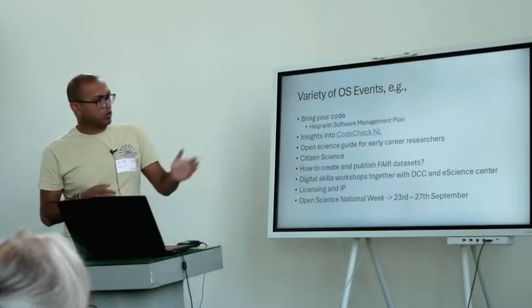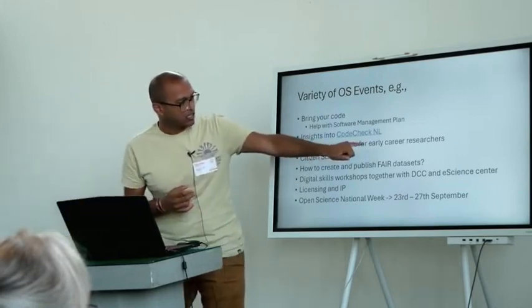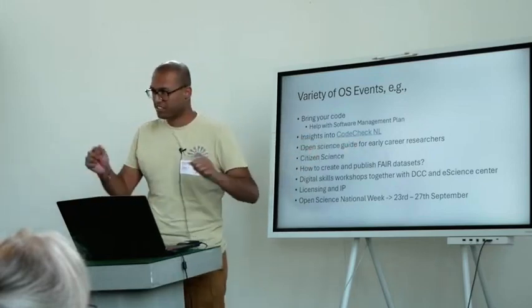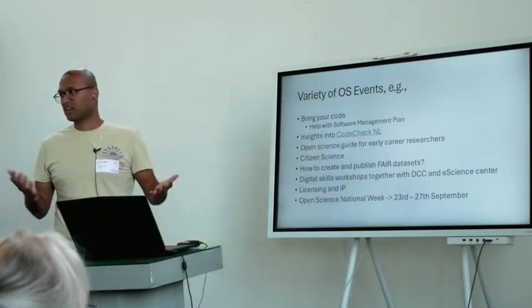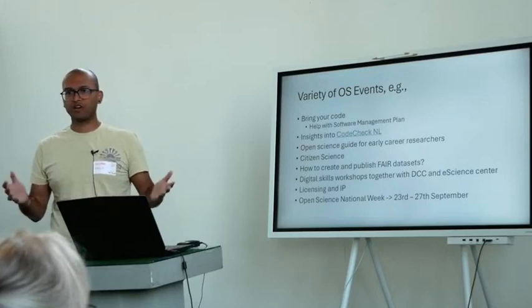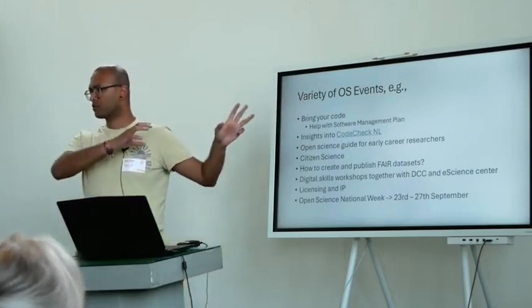Another event that we very much focus on is the Open Science Guide for Early Career Researchers. I mean, you can strip out the early career researchers; I would just say born researchers. This is basically the guide to practice some open science principles. So how can you make your work FAIR? And this is also the core focus of our open science community in general.